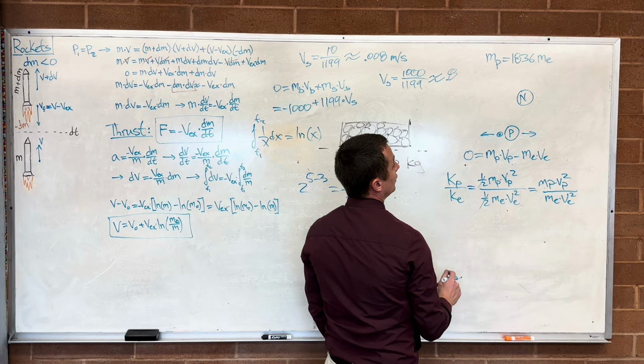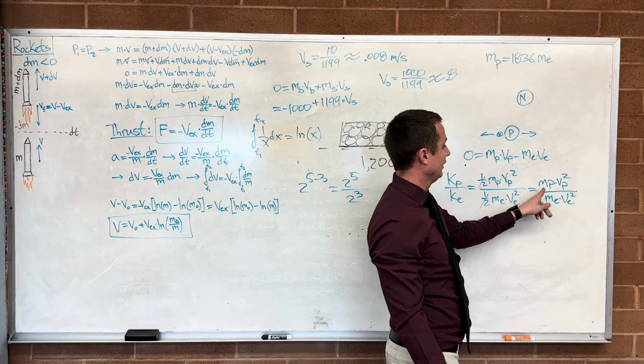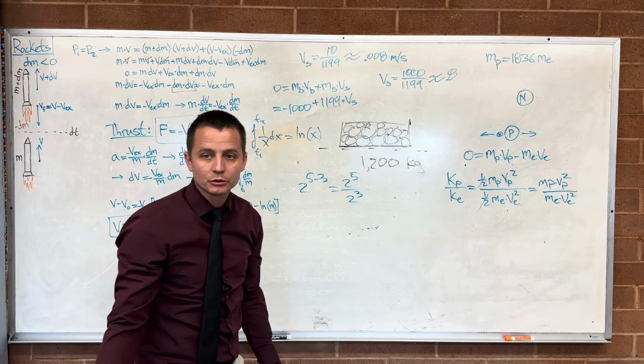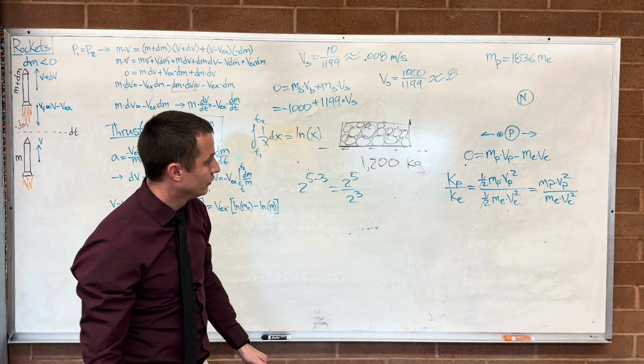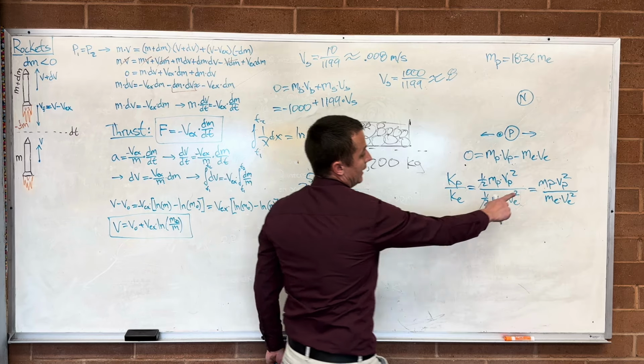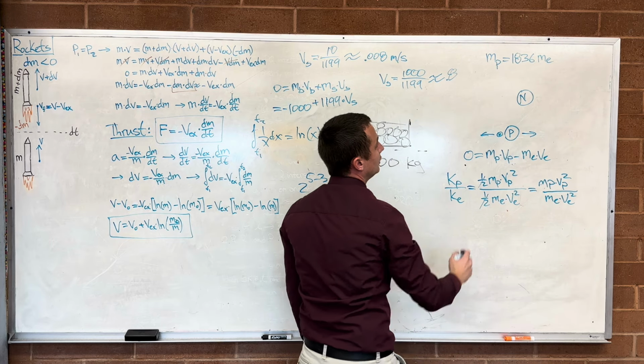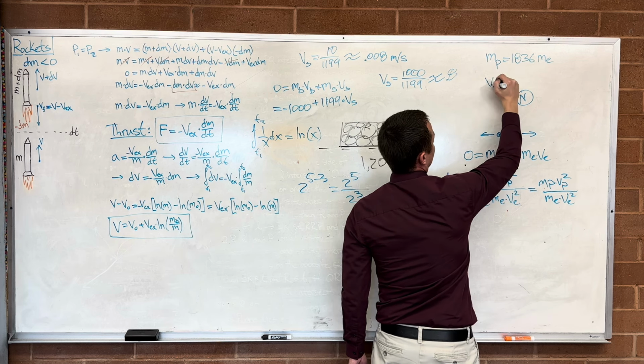I know mp in terms of me, but I also need to find vp in terms of ve. Why do we need vp? So that I can cancel out terms. If I get vp in terms of ve, I'll be able to cancel out my ve's. And if I get mp in terms of me, I'll be able to cancel out my me's, and I'll be left with a number, which will give me my ratio. I already have mp in terms of me, so now I need vp in terms of ve.